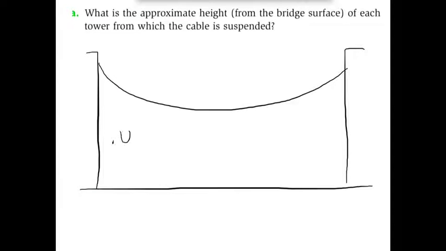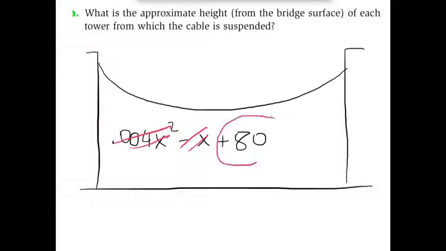It was 0.004 x squared minus x plus 80. And this is the height. Please also notice that right here, where the cable connects to the left-hand side of the bridge, the value of x is 0. So if we plug in 0 to this term, it just goes away, because 0 times anything is 0. And if we plug in 0 to this term, it just goes away, leaving us just 80. That's the y-intercept. And it happens right here.